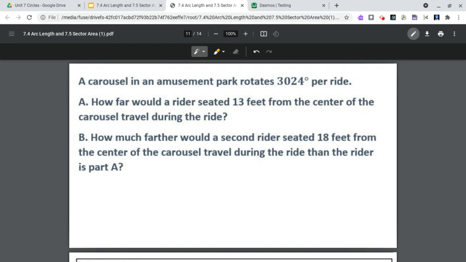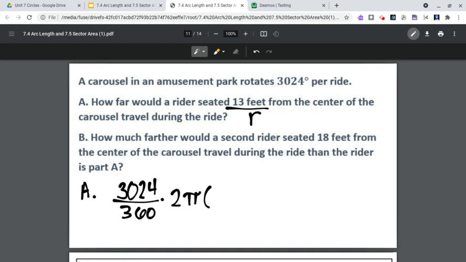That's our radius length. We know that they are rotating through 3,024 degrees. So for part A, we're going to go 3,024 over 360 times 2 times pi times 13. And we calculate the arc length, which tells us how far the rider rides on this particular carousel. That looks like a B. Let me fix that.